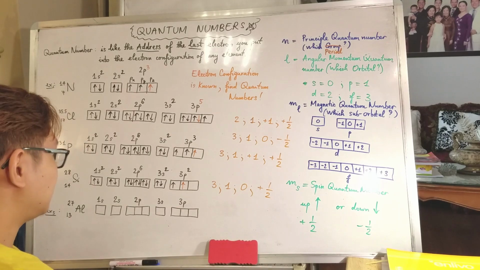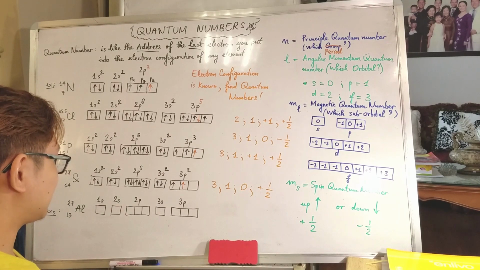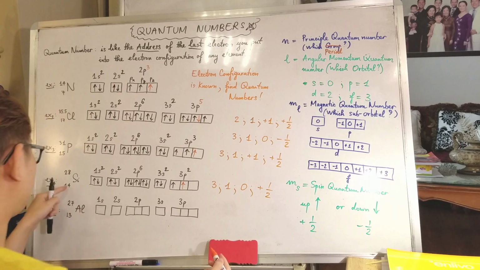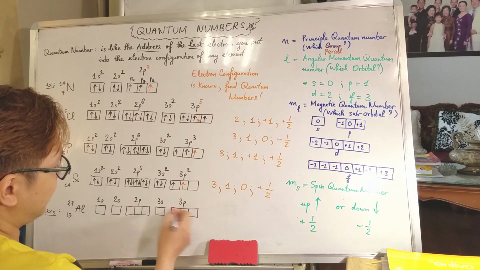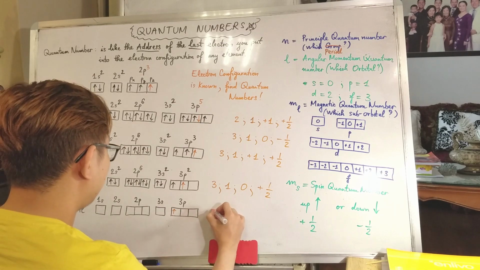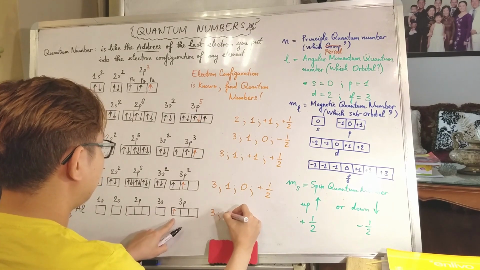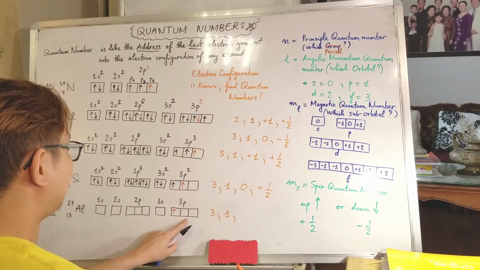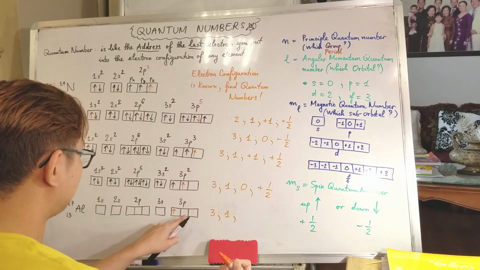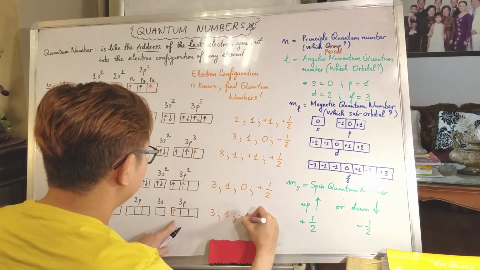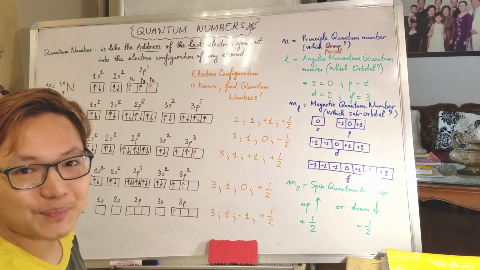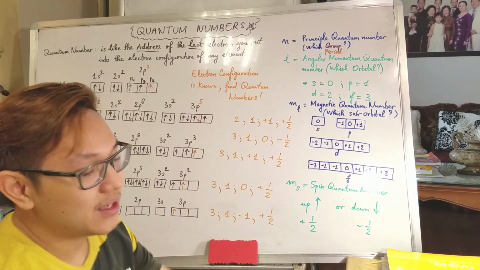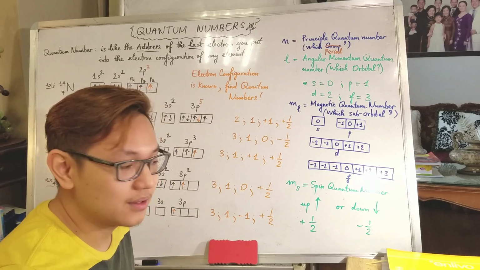Okay, the aluminium, can you guess what it's going to be? It's 1 electron less, so the other squares are empty. So it should be 3, period 3, P. It lies to the left of the center square, so minus 1, and then plus half. Okay. Any question, just put it in the comment below, okay?